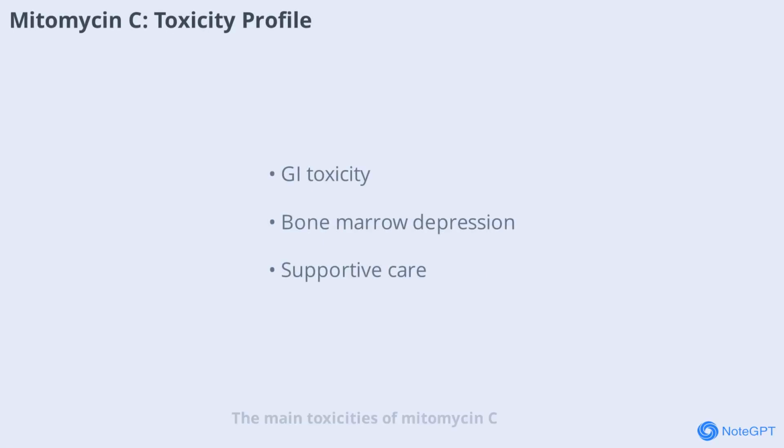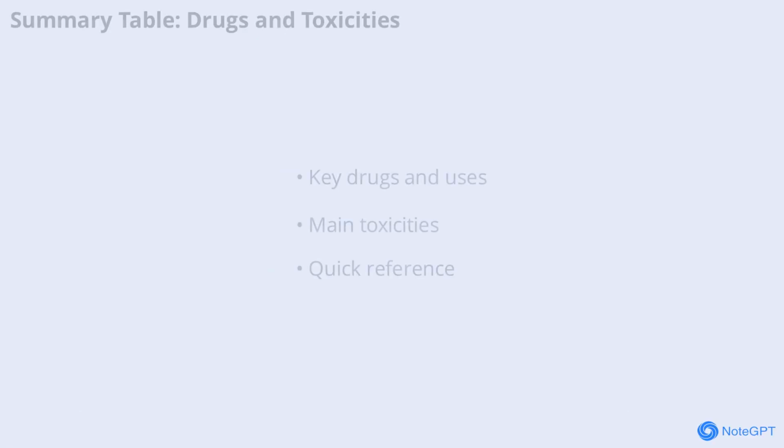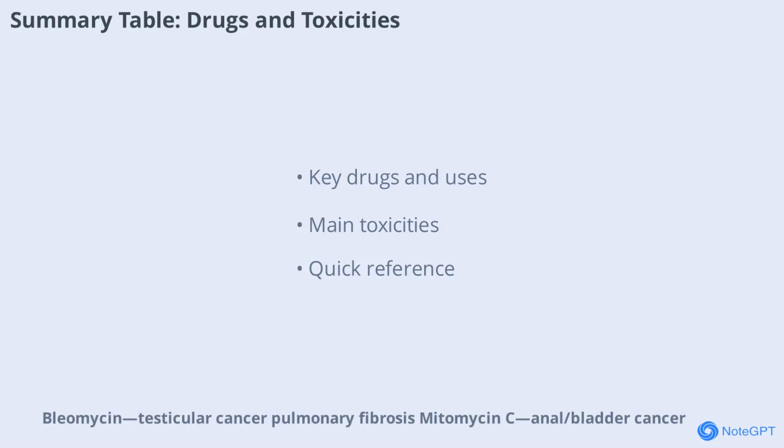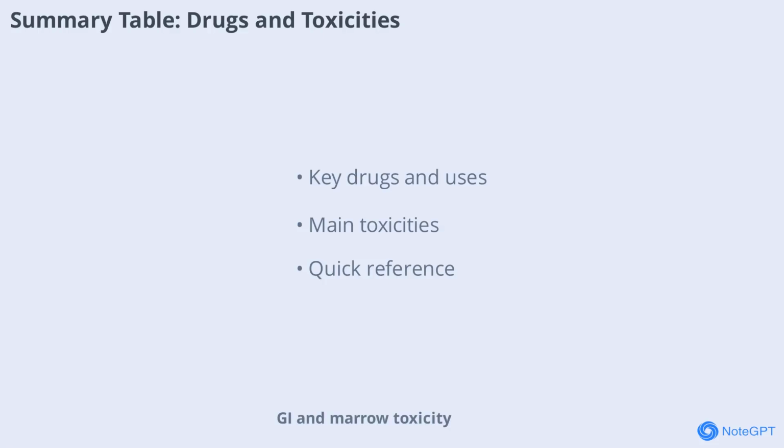The main toxicities of mitomycin C involve the gastrointestinal tract and bone marrow. Patients may experience nausea, vomiting, diarrhea, and low blood counts. Regular monitoring and supportive care are essential to manage these risks. To help you remember, here's a quick summary. Doxorubicin/daunorubicin: watch for heart toxicity. Idarubicin: AML, less cardiac risk. Mitoxantrone: AML, blue-green discoloration. Dactinomycin: pediatric tumors, bone marrow depression. Bleomycin: testicular cancer, pulmonary fibrosis. Mitomycin C: anal and bladder cancer, GI and marrow toxicity.